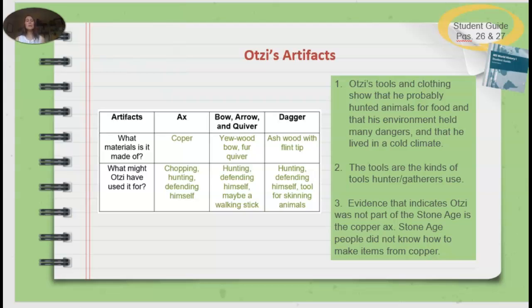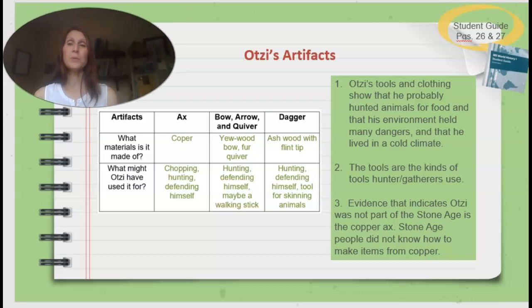So here's the chart filled in, the artifacts, and then what materials they were made of, what Otzi may have used them for. And then you'll notice on that page 26 and 27, there are some questions. So question number 1, let me go back here to mine. Question number 1 says, what do these artifacts tell us about the life and times of the person who made them and used them? So Otzi's tools and clothing show that he probably hunted animals for food and that his environment held many dangers and that he lived in a cold climate.